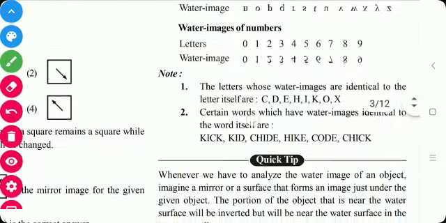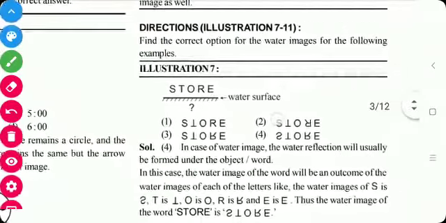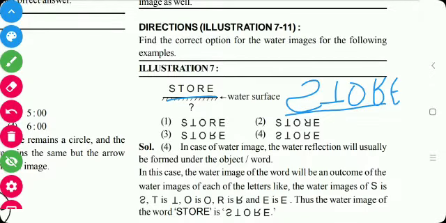Okay, so now we will solve some examples. First example is store. The water image of the word store is S, T, O, R and E. This is the water image of this word, so the option is 4 here.